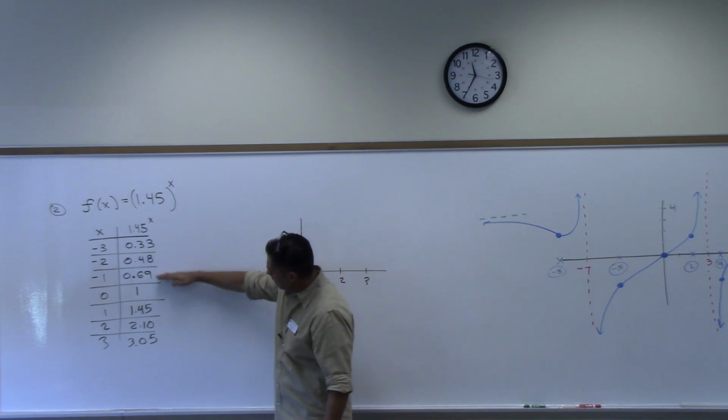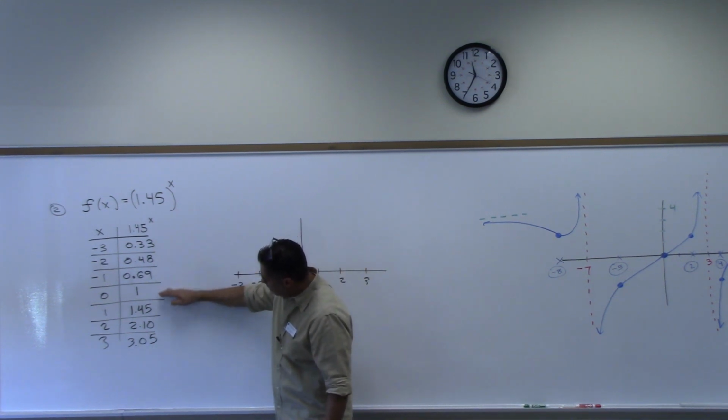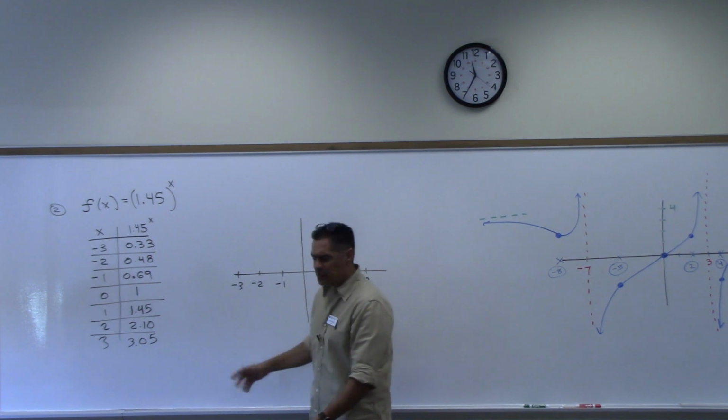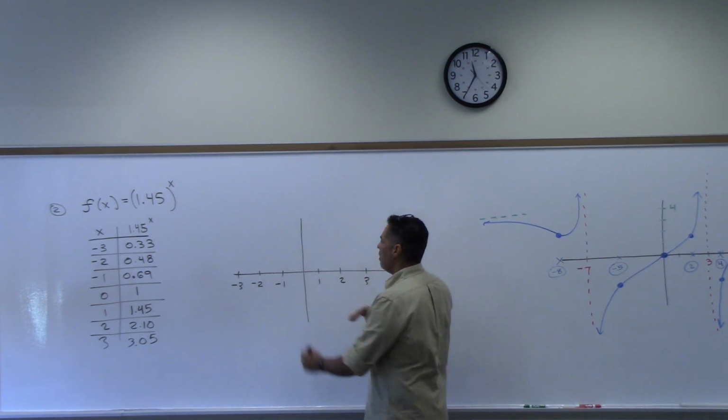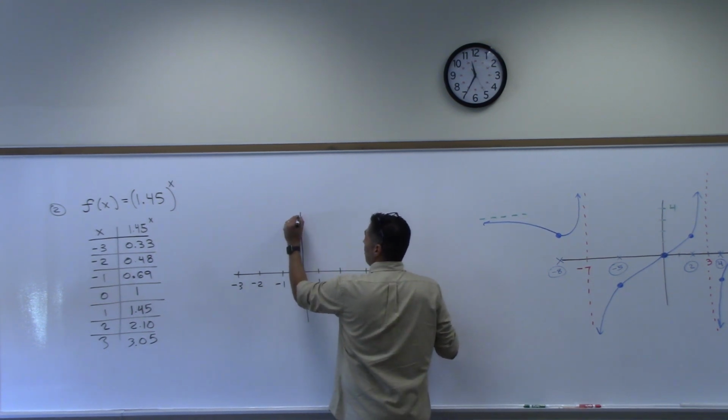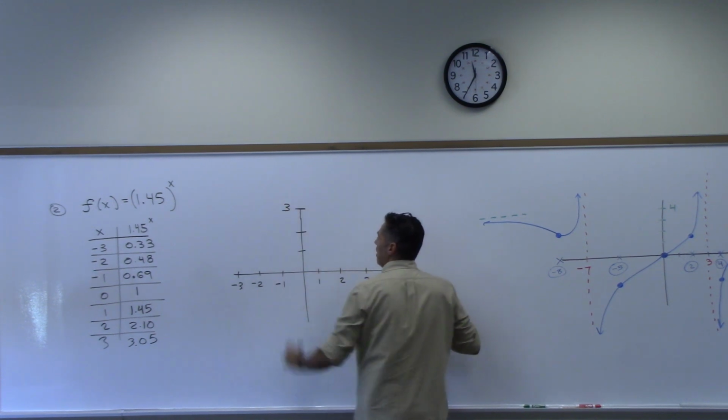What's the biggest number we get out of here? 3, right? So I shouldn't go any higher than 4 here. I could actually even go to 3 if I want. 1, 2, 3. Let's say that's 3.